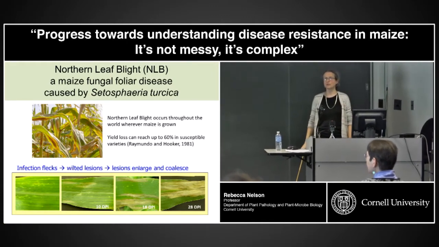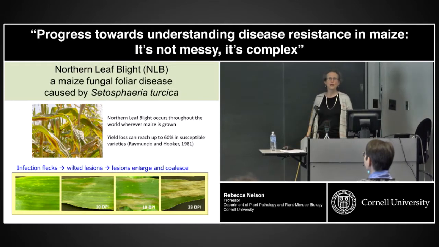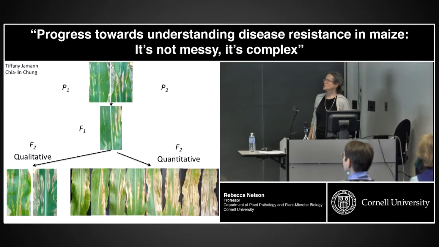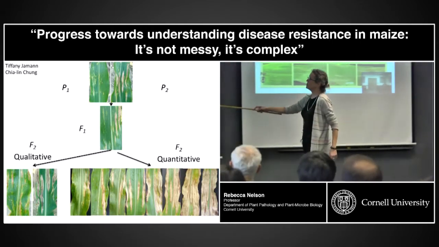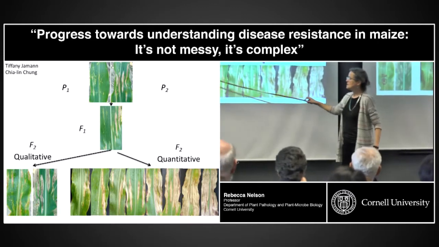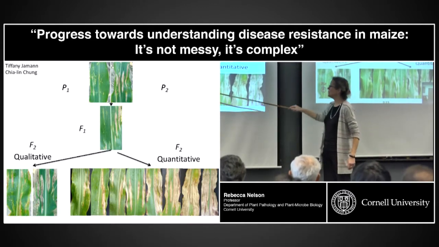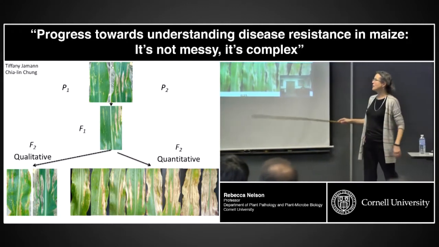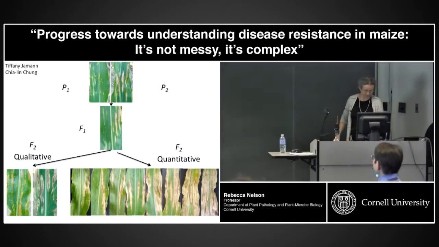Yesterday, Gary Bergstrom gave a talk to the plant pathology faculty, and he pointed out that this disease is quite epidemic in the United States lately. So inheritance of resistance in northern leaf blight comes in two main flavors. You have qualitative resistance conditioned by a couple of major genes, segregating 3-1 in an F2, and then quantitative resistance with complex inheritance that's conditioned by multiple genes of small effect.